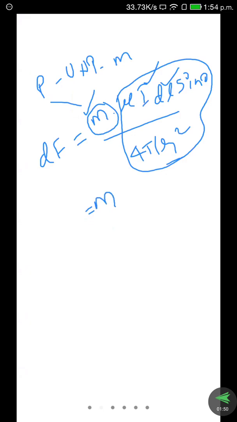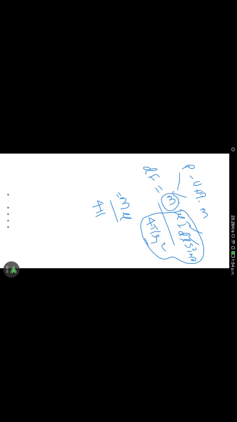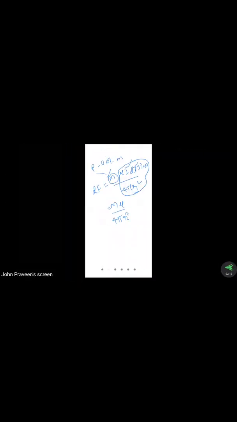Next, mu also does not change, because mu is equal to mu naught into mu r. Mu r is 1 for air, and for other materials it is also a constant value. Mu naught we know is a constant value. So we take mu as a constant. 4 pi r square is constant, so this part we remove from the above equation.